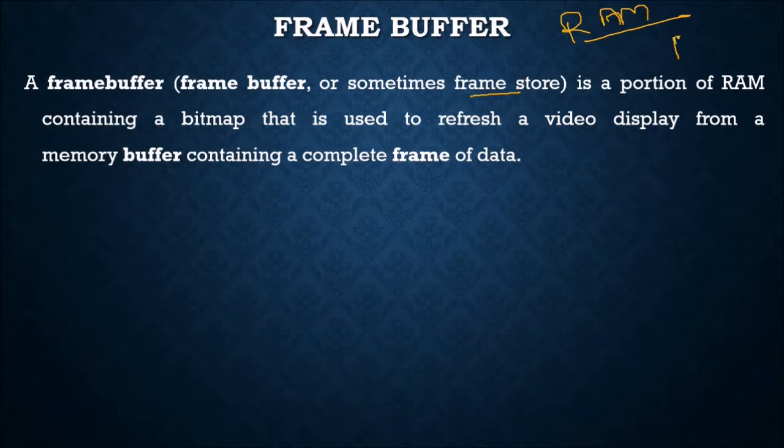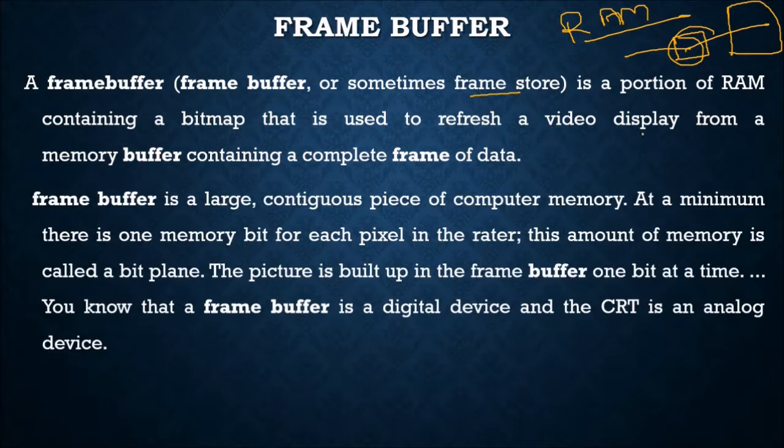So you can say this is your display device. The images come here and then go to the display. You can understand this to be a frame buffer. It's actually a portion of RAM which contains the bitmap that is used to refresh a video display from a memory buffer. So frame buffer is a large contiguous piece of computer memory, and as I said, it is a portion of RAM. At a minimum there is one memory bit for each pixel in the raster.